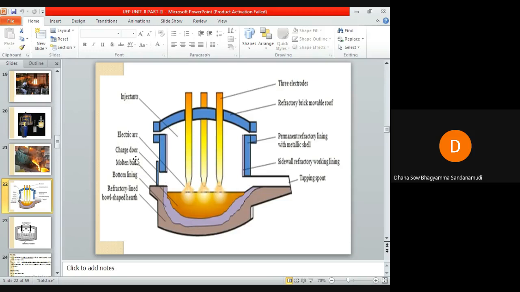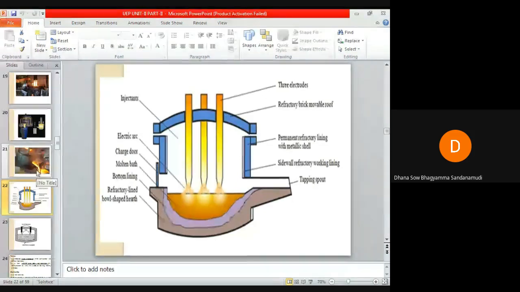And you can see here I have written charge door. So a charging door is provided to this direct arc furnace. From here, charge is put into this chamber. You can see here the tapping spot is mentioned. As soon as the desired temperature is obtained and the substance is completely melted, it can be brought out from this tapping spot.